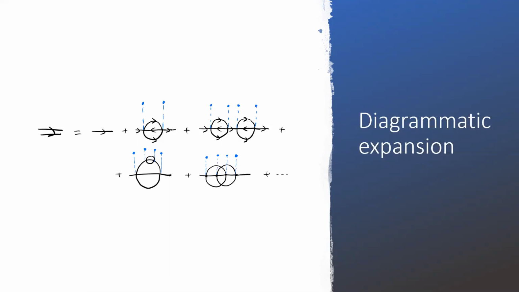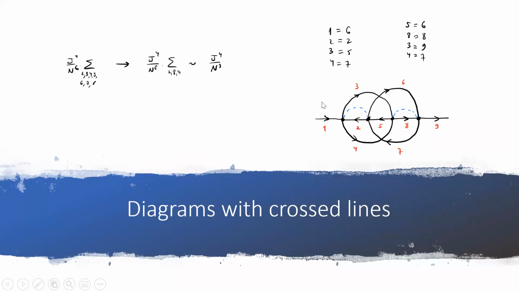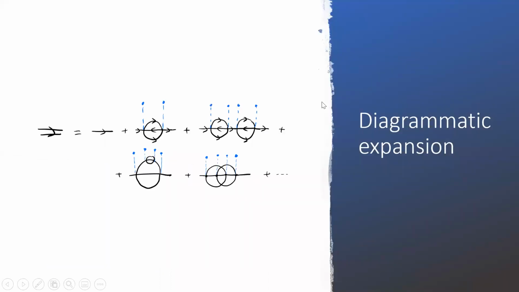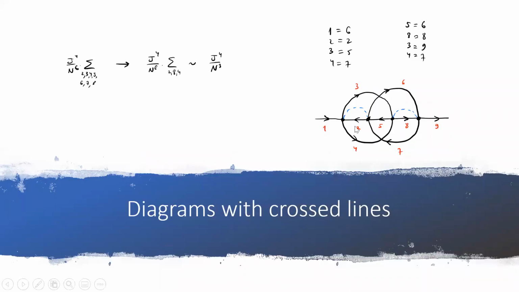However, we'll see now that the diagrams which have crossing of the bubbles will actually average to 0 in the large N limit. Yeah, this is what you call a crossing. So let's see how it works. Let's examine this diagram with crossings between the bubbles.